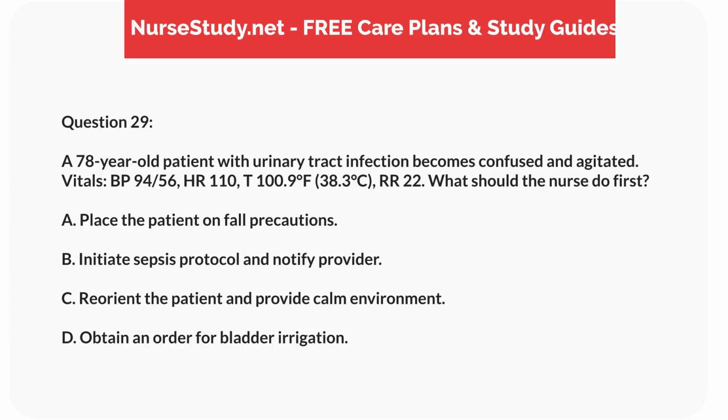Question 29. A 78-year-old patient with urinary tract infection becomes confused and agitated. Vitals: blood pressure 94/56, heart rate 110, temperature 100.9 degrees Fahrenheit, 38.3 degrees Celsius, respiration rate 22. What should the nurse do first? A. Place the patient on fall precautions. B. Initiate sepsis protocol and notify provider. C. Reorient the patient and provide calm environment. D. Obtain an order for bladder irrigation.